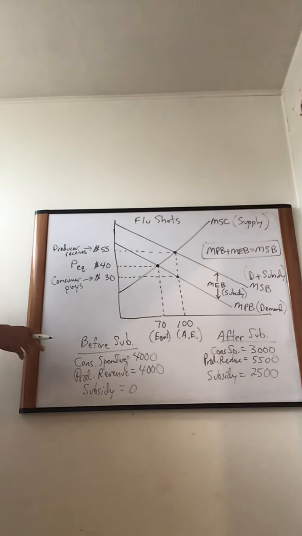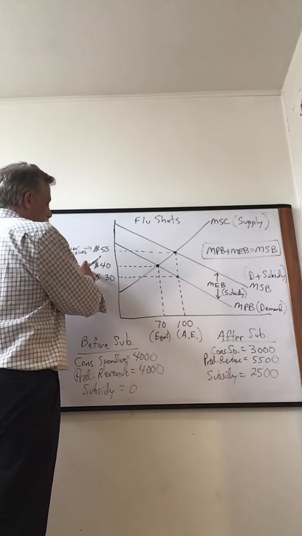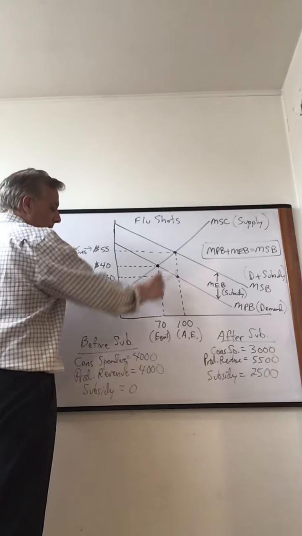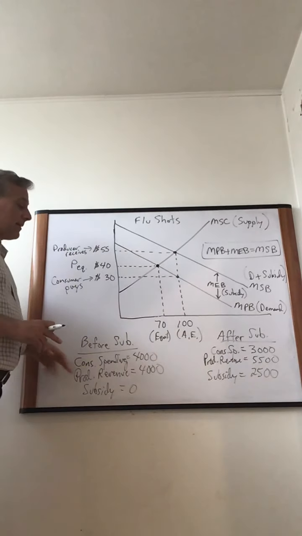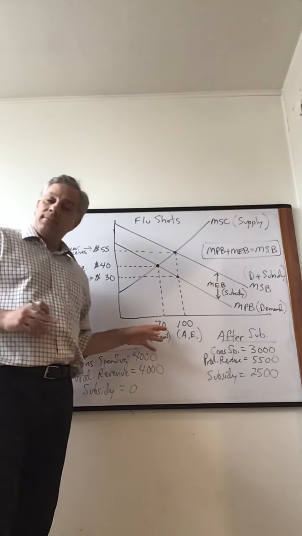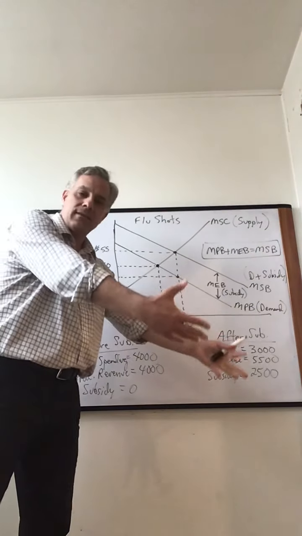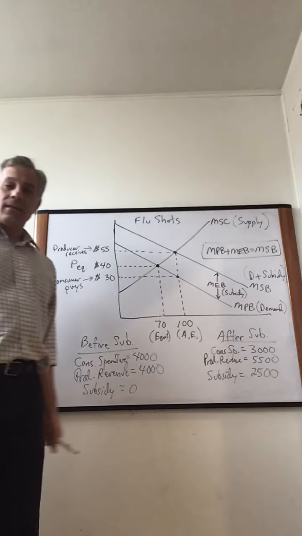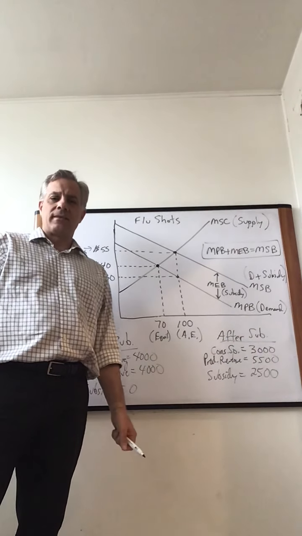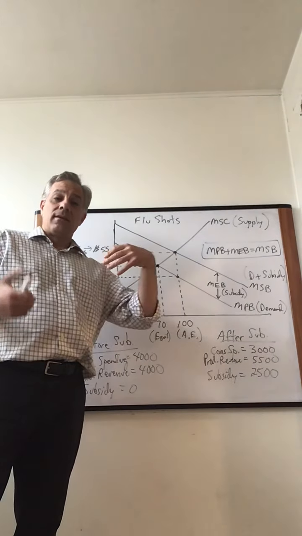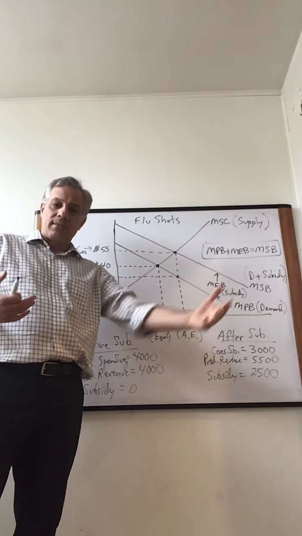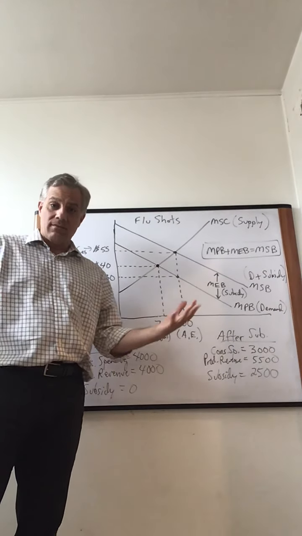Okay. So we've got our equilibrium price at $40 and our equilibrium quantity at 70. That is not allocatively efficient. Why? We're missing out on the benefits that flu shots give to people, right? Especially with regard to if I get the flu, then I pass it on to somebody else. This is obviously very appropriate.